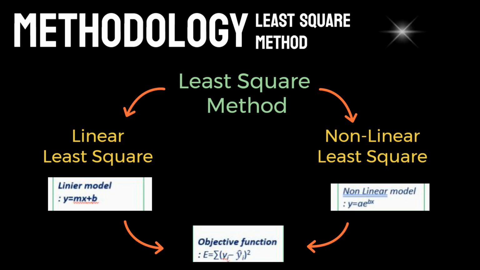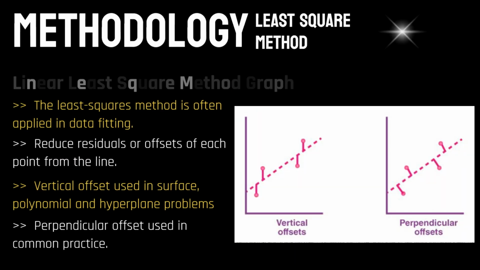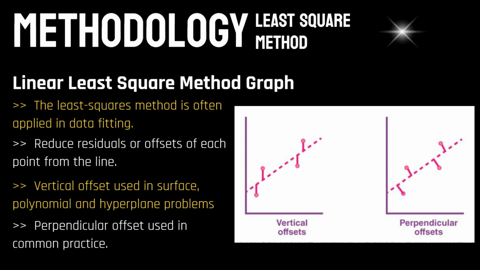But both models have a similar objective function: to minimize the sum of squared differences between the observed and predicted y value. The objective function is the sum of the power of 2 of observed minus predicted y value. The least squares method involves fitting a line to a set of data points in a way that minimizes the sum of squared differences between the observed and predicted values, or offset error. Vertical offset is used in surface, polynomial and hyperplane problems, while perpendicular offset is commonly used for other problems.